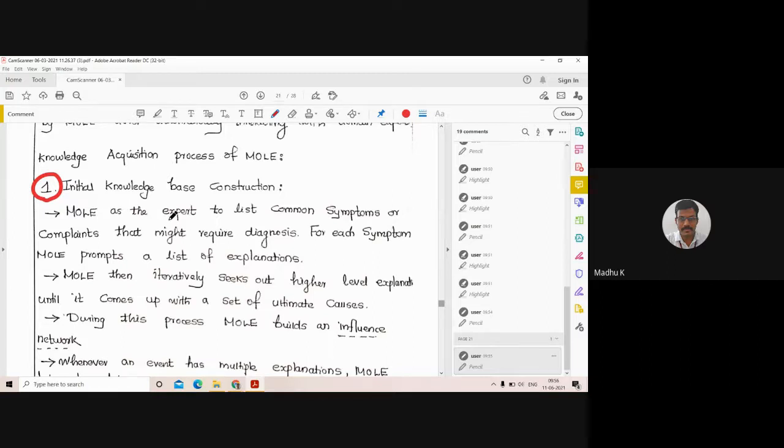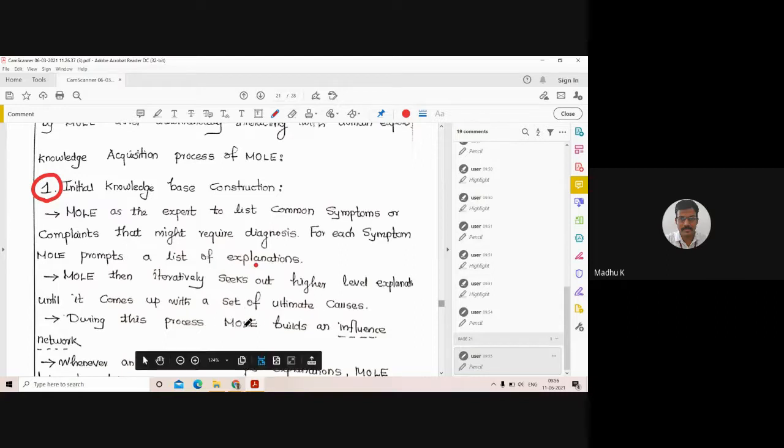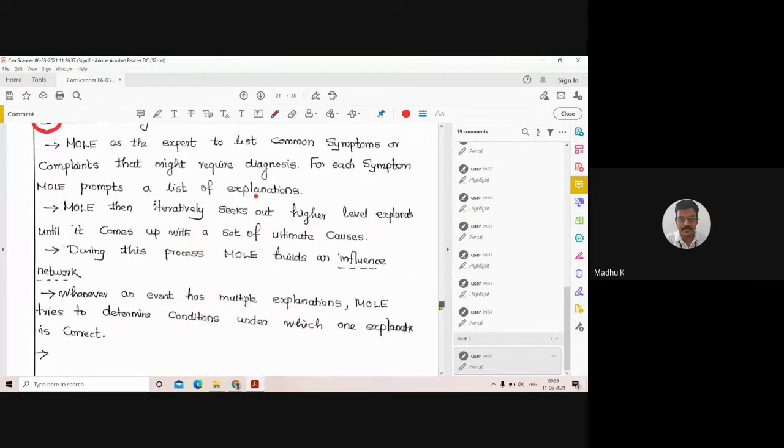MOLE asks the expert to list common symptoms or complaints that might require diagnosis. For each symptom, MOLE prompts a list of explanations. Then MOLE iteratively seeks out a higher level explanation until it comes up with a set of ultimate causes. During this process, MOLE builds an influence network.